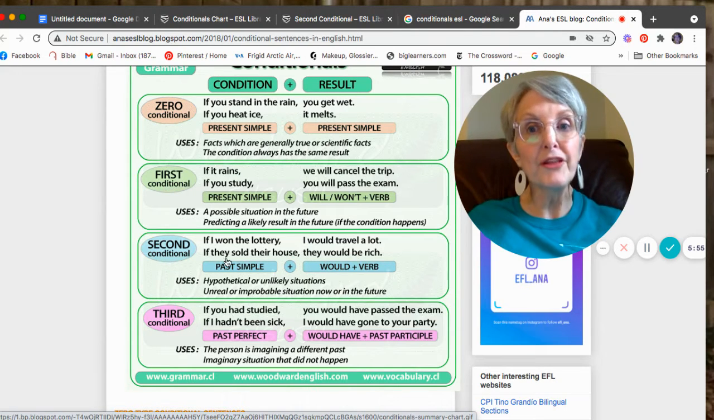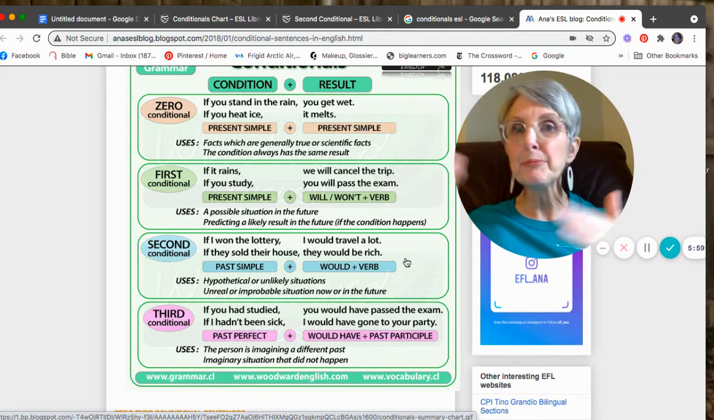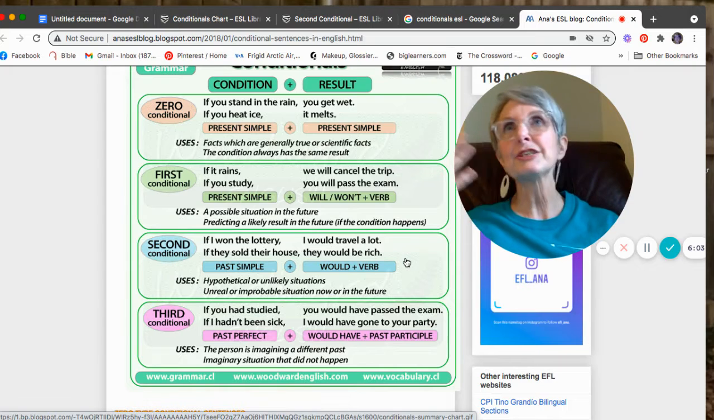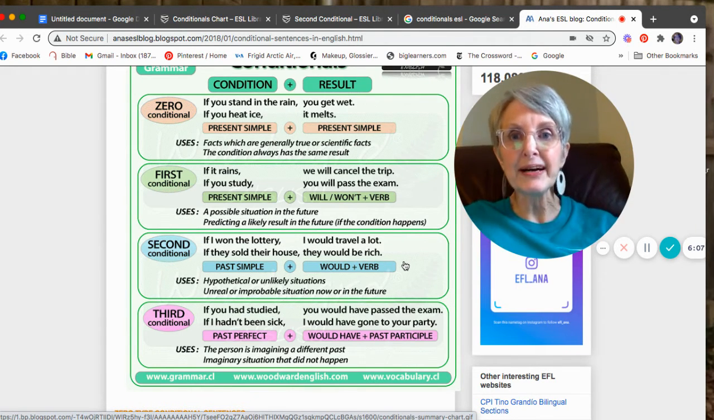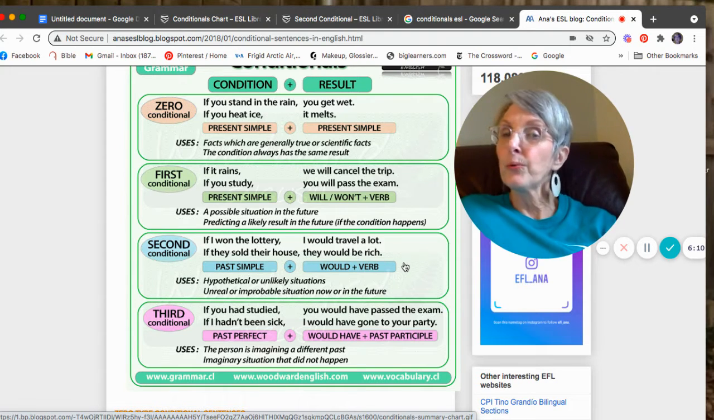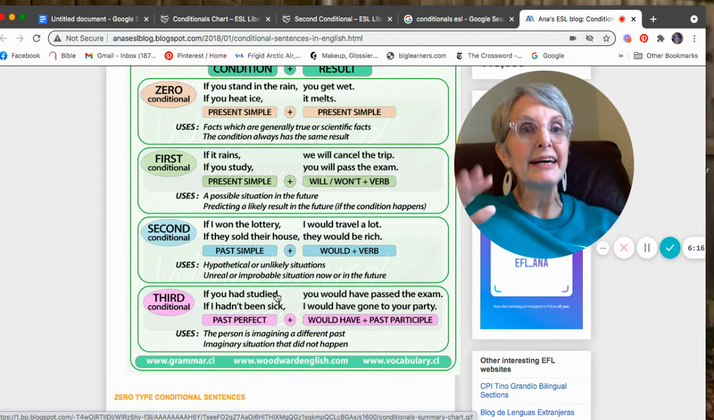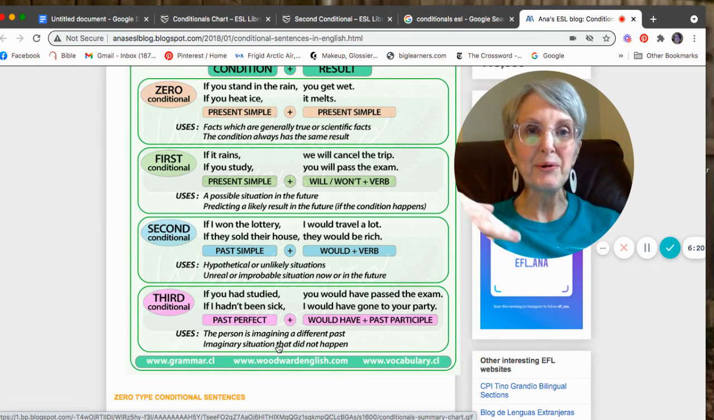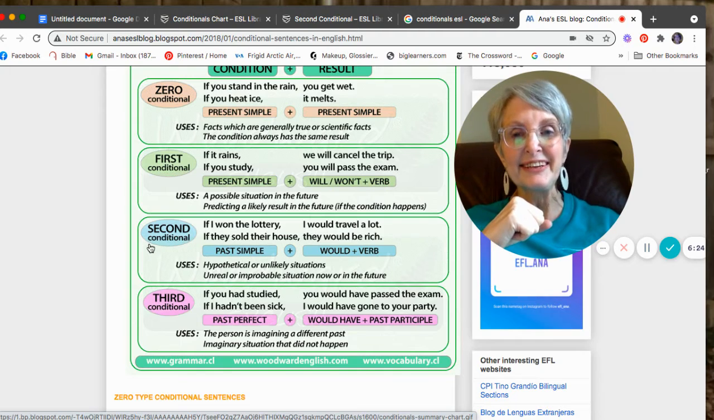If they sold their house, they would be rich. Well, maybe they are not even thinking about selling their house, but they are just talking about someone else, and they say, well, if they sold their house, they would be rich. Okay? All right, and there is also going to be another one. I just want to show you all of it so you can see the whole thing. But we will be talking about the second conditional in our lesson.